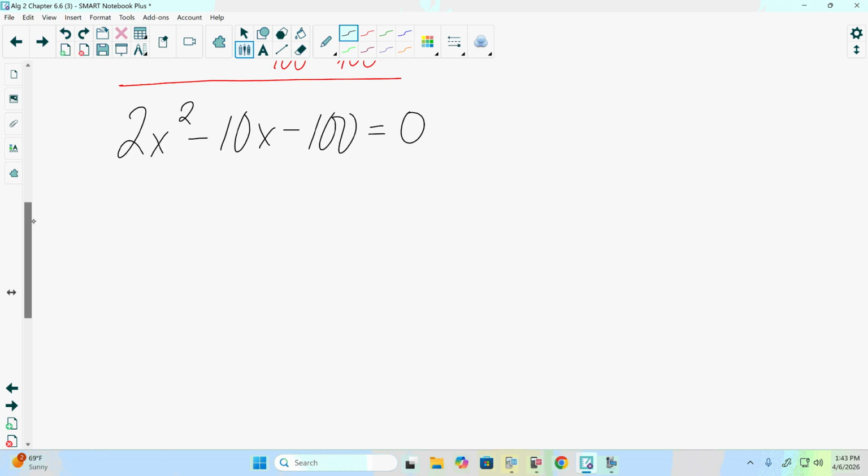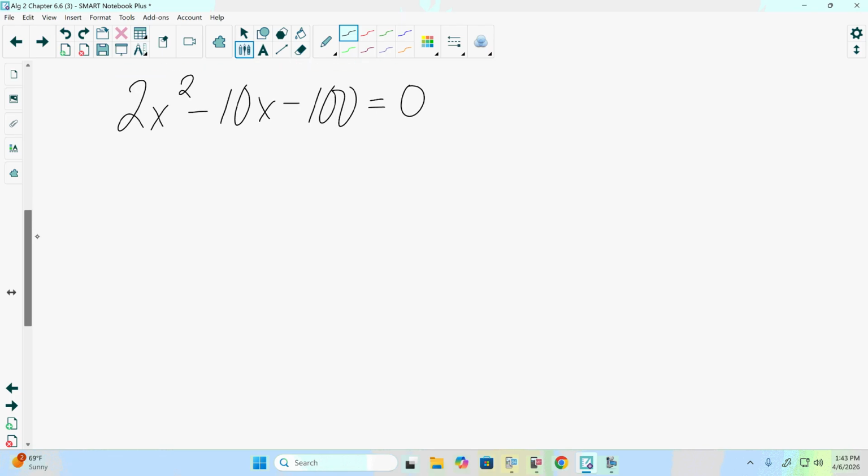Now at this point, we can go about factoring, graphing, completing the square, or the quadratic formula. But even if we do have to use the quadratic formula or completing the square, there is a greatest common factor of 2. 2 goes in all 3 terms, so we could actually factor it out. If we factor 2 out of 2x squared, we're left with x squared. If we factor the 2 out of 10x, we're left with 5x. And if we factor the 2 out of 100, we get 50. So really we have 2 times x squared minus 5x minus 50.